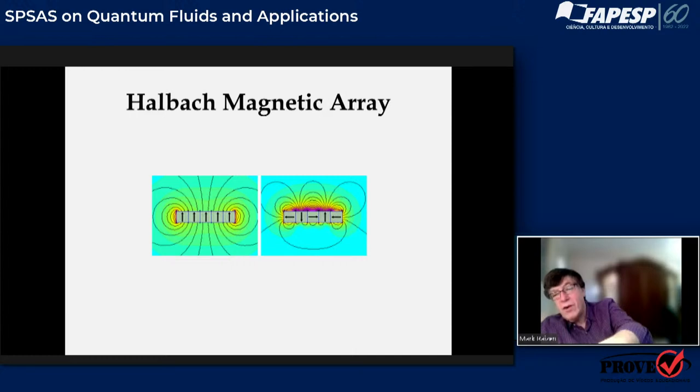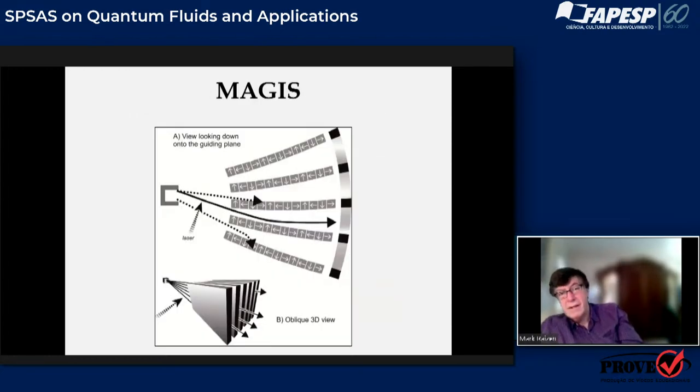Now we use thousands and thousands of these magnets to assemble arrays of what we call magnetic guides. So this is the basic idea of MAGIS, and this is published and patented, so I'm not telling you anything secret. The idea is actually simple, but surprisingly it had not been realized before.